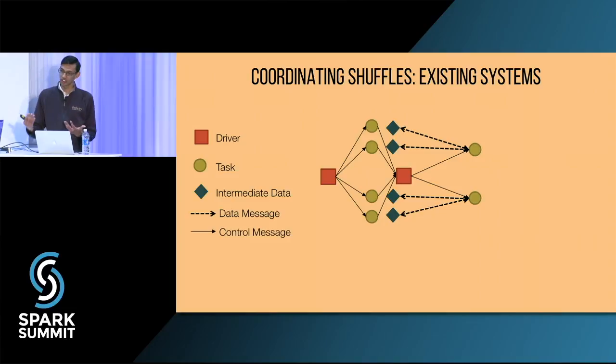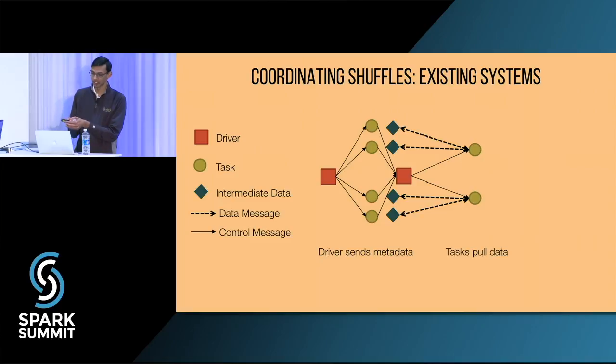Now, as part of launching the reduce task, the scheduler also encodes where this data needs to be fetched from, and then the data transfer happens over the network. So at a high level, the main characteristic of this existing architecture is that the driver sends some metadata, and then the tasks pull data in order to complete the transfer.